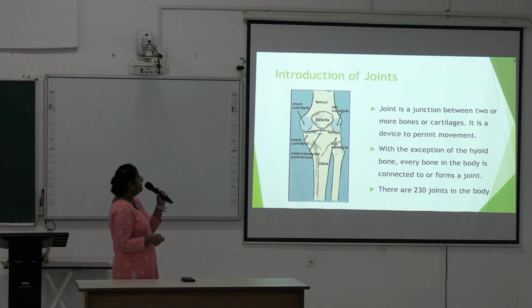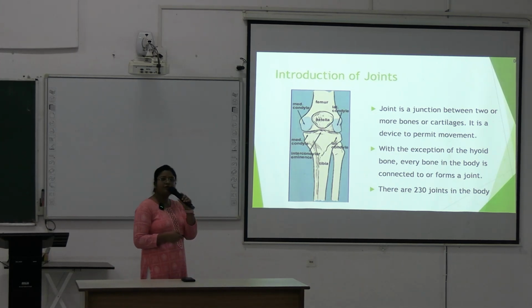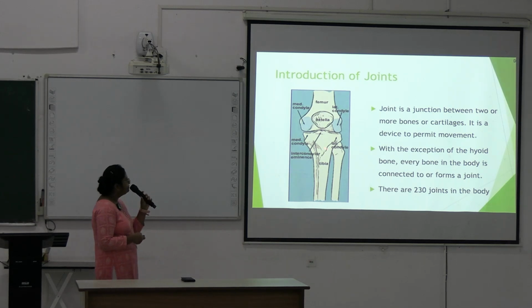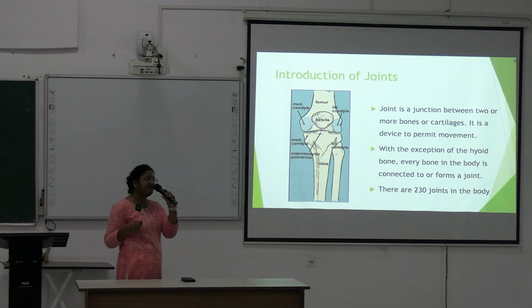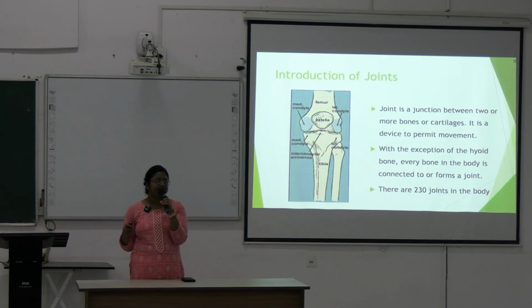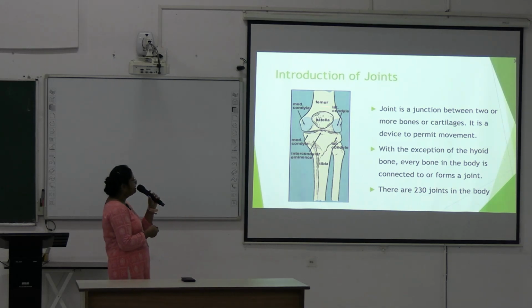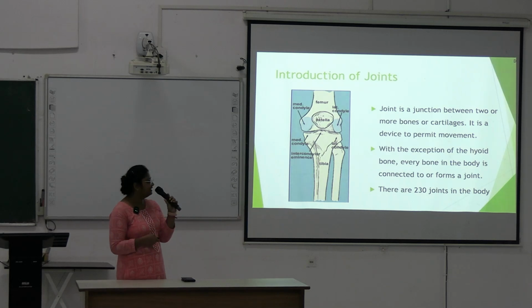Okay. So a joint is a junction between two or more bones. Here also another bone is taking part, that is patella. Patella is also taking part in knee joint. So there may be two bones, like the shoulder joint, where scapula and humerus were articulating, only two bones taking part. But knee joint is a complex type of joint, so here more than two bones are taking part.